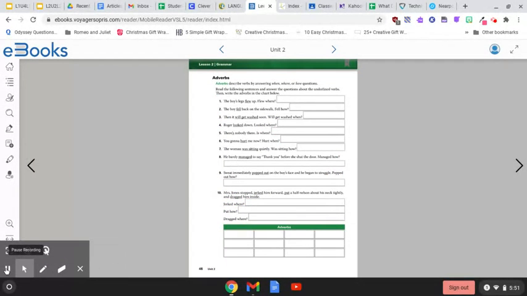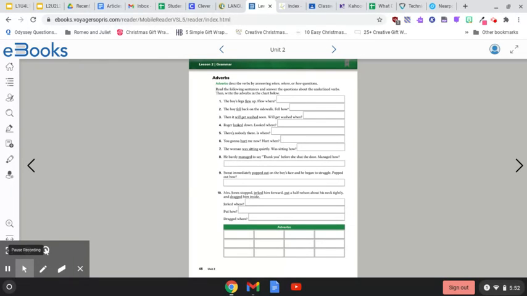Now let's turn in the student book to page 46. Read the following sentences and answer the questions about the underlined verbs. Then write the adverbs in the chart below. In each sentence, the verb has been underlined, and in each sentence, there is additional information about the verb. The information answers the when, where, or how questions.